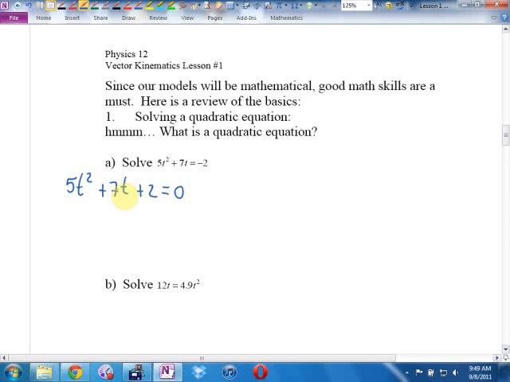This is what I mean. Put your pencils down, look up. If I was factoring this, I would say, what's the first term?